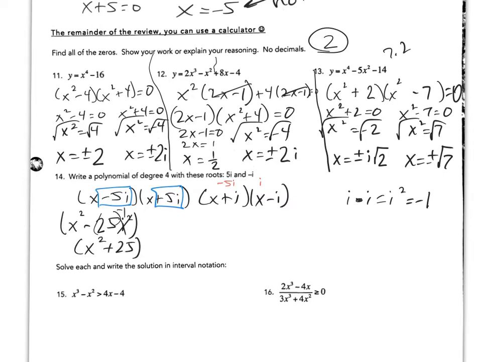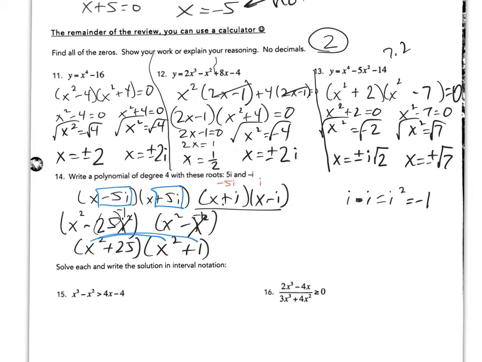I'm going to do the same thing with this piece. When you multiply the fronts together, you get x squared. Inside and outside cancel. Positive times a negative is negative. i times i is i squared. This becomes a negative 1. So we're left with x squared plus 1. No more imaginaries. Now we're going to multiply that together.